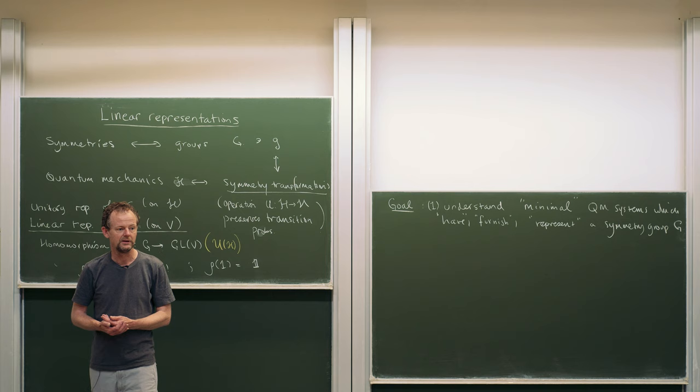Well, the words almost tell you what to write. When would one representation contain another? The intuitively clear way to do it is if you have some representation on some vector space V, and then you have some subspace, and somehow the group acts independently on the subspace. That would be a sub-representation. That's exactly the definition.